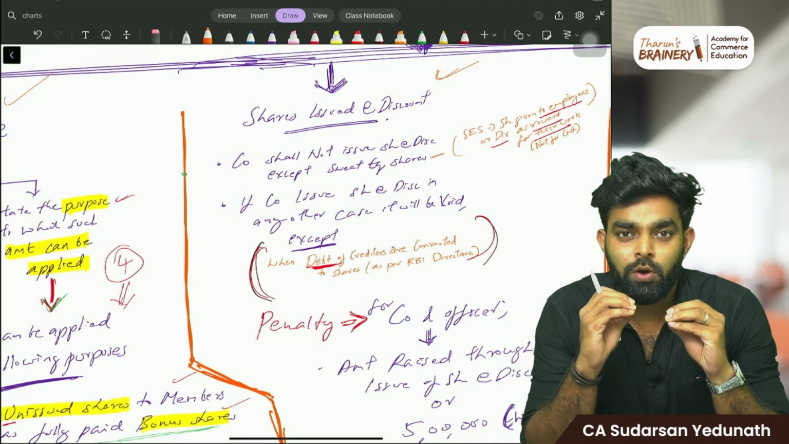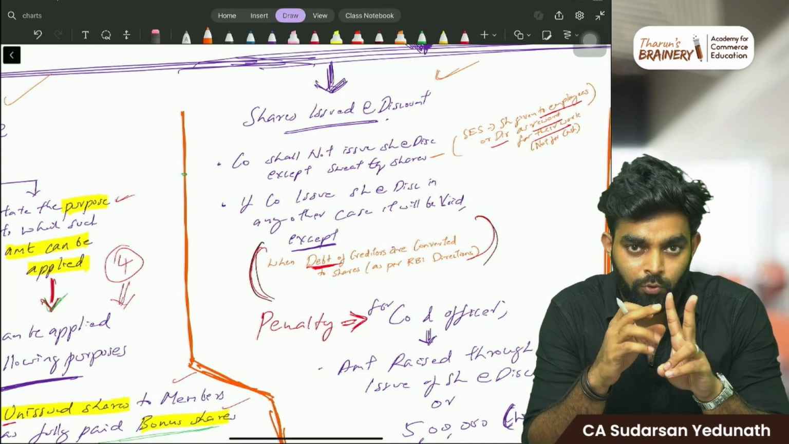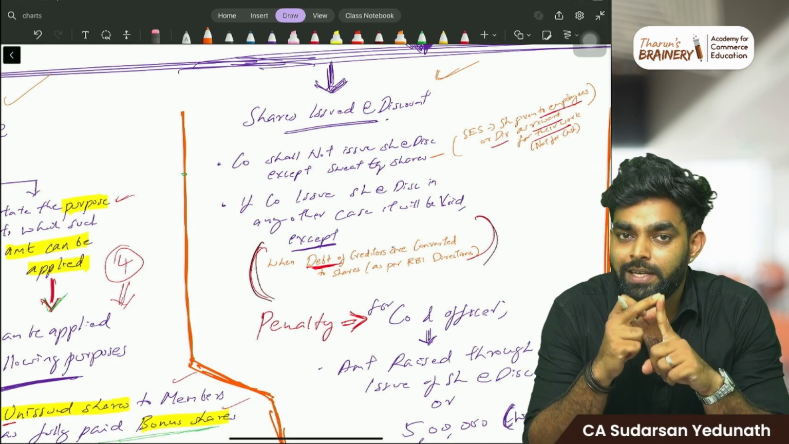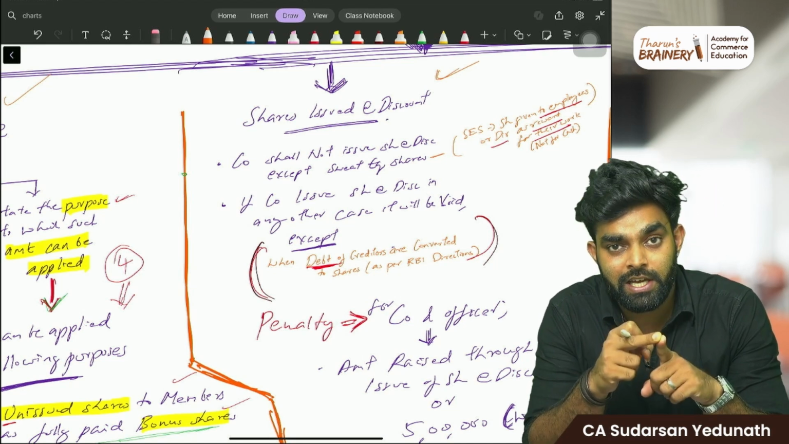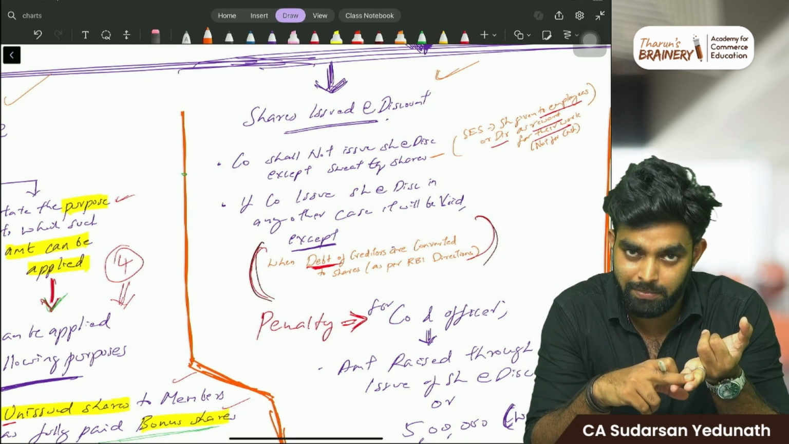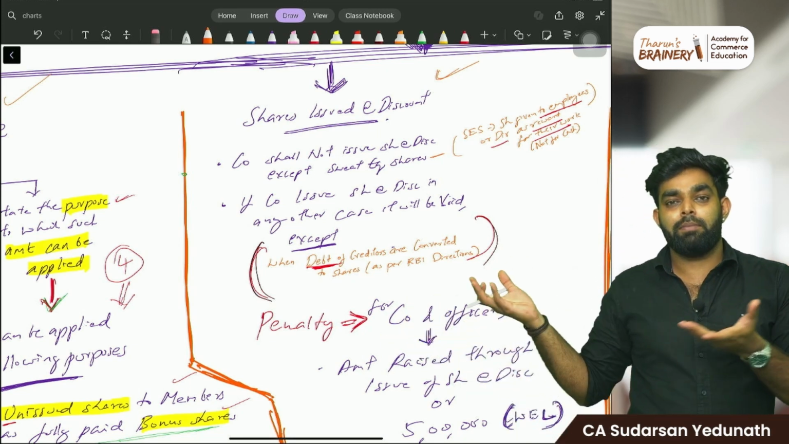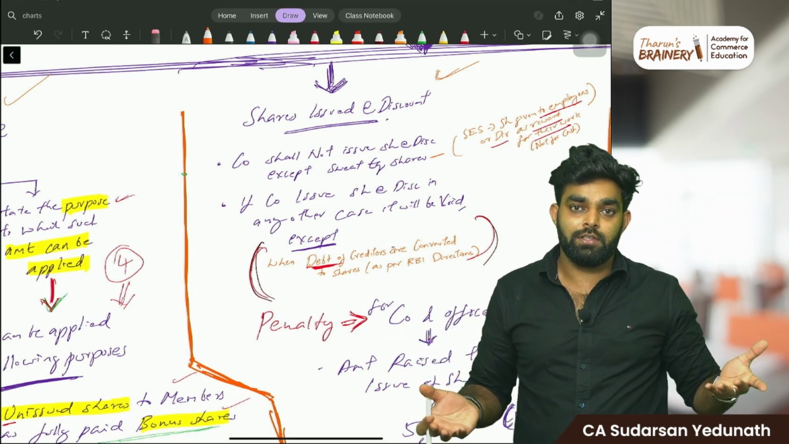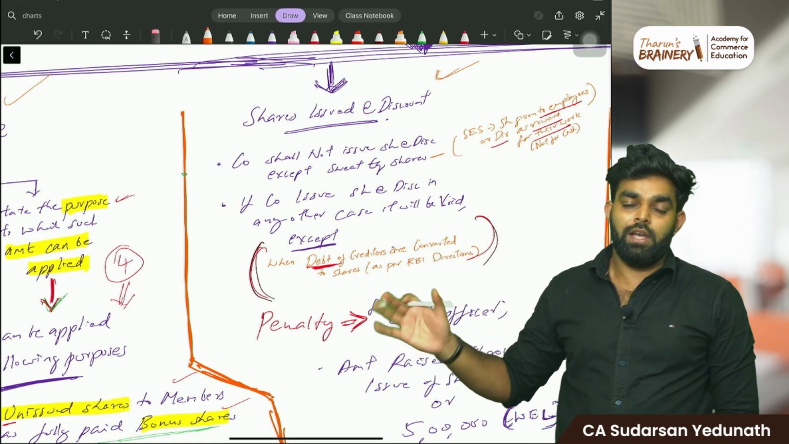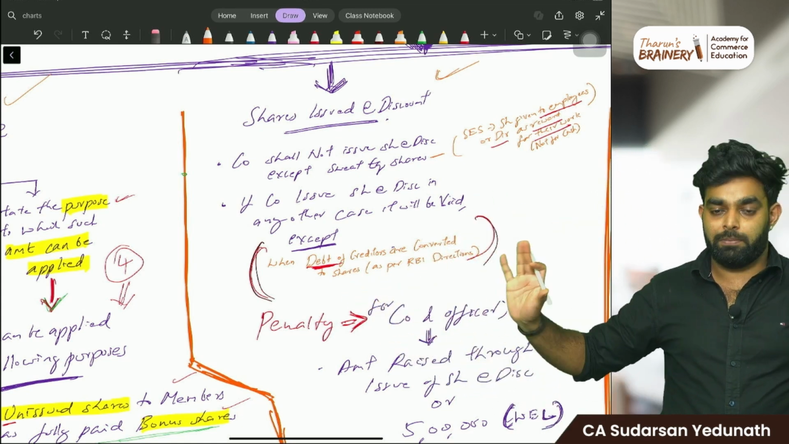A company can issue shares at a discount only in 2 cases. First is if the company is issuing sweat equity shares. Sweat equity shares means shares issued to the existing employees or directors of the company as a reward, because they have been staying loyal to the company for 10 years. So as a reward, the company will give some shares. That is what we call sweat equity shares. In that case, the company can issue a 10 rupee share for 8 rupees at a discount to them.